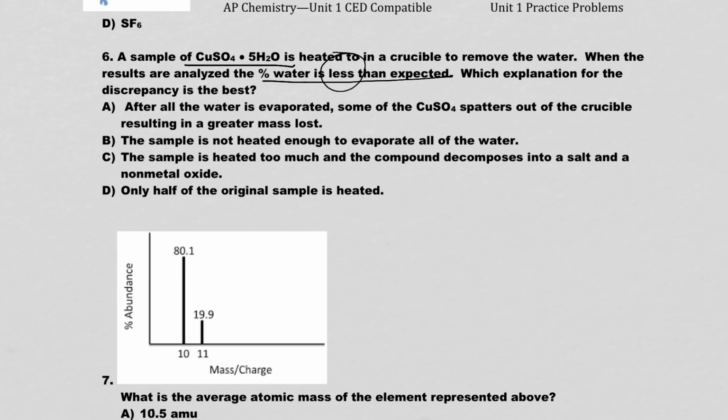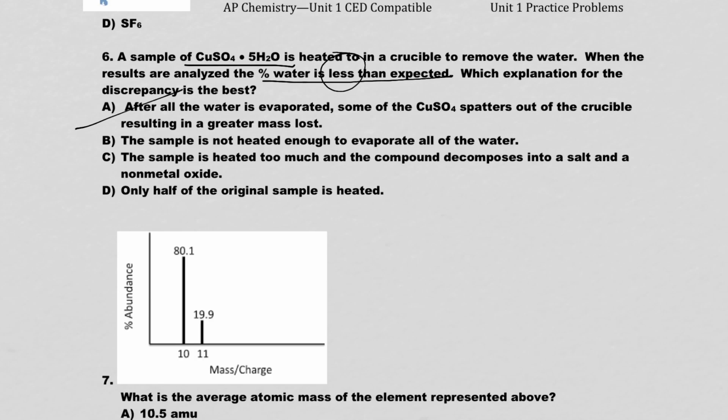Okay, so let's go through all the different answers and see what's wrong with the ones that are not going to be the answer. Looking at A, after all the water is evaporated, some of the copper 2 sulfate spatters out of the crucible, resulting in a greater mass lost. If you think about it, we're massing this at the beginning before we heat it, then we heat it, mass it, and the mass will go down. We cool it, then mass it, then heat it again. We're trying to achieve constant mass here. So if some of the solid spatters out, the mass that's lost is going to be too great. The difference between what we started with and what we're ending with is going to be a large amount, which means the percent of water will be too high, so we cannot choose A.